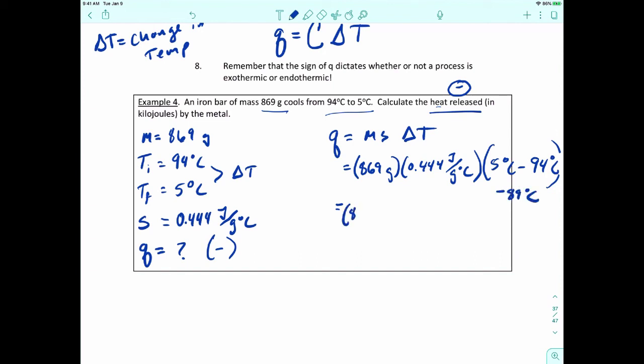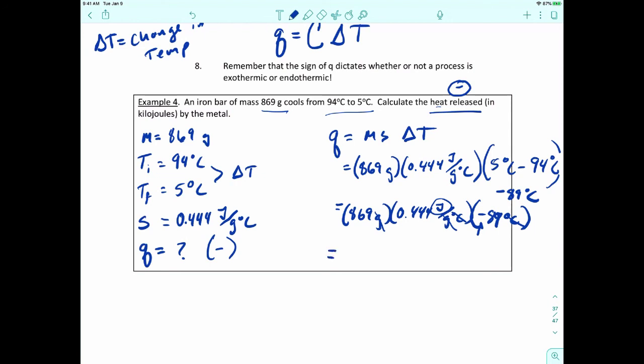So this becomes 869 grams times 0.444 joules per gram degree Celsius times negative 89 degrees Celsius. Now, if you take a look at the units, this is kind of cool. Grams is going to cancel out with grams, and degrees Celsius is going to cancel out with degrees Celsius. The only unit that you're left with is joules, which is heat. That's Q. So that's perfect. And look at this. The temperature actually has the negative value in it. It's already negative. So if we multiply all these values together, it's automatically going to come out to be negative.